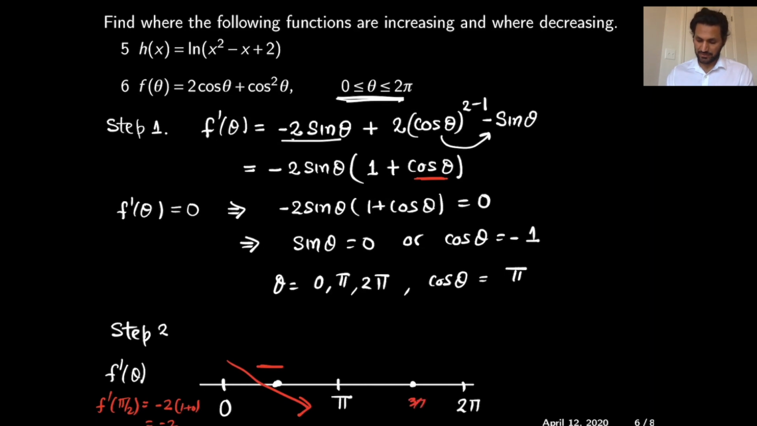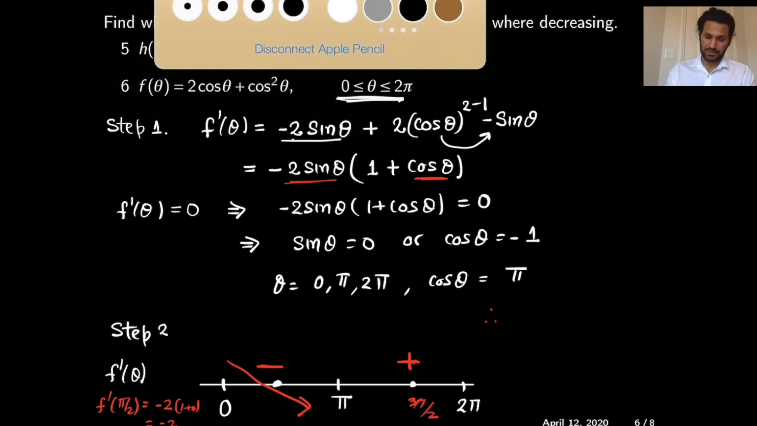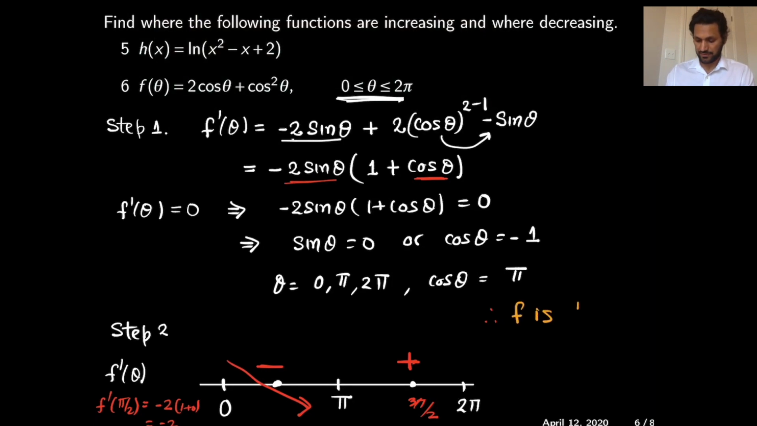If I plug in 3 pi by 2, sine 3 pi by 2 is negative, so this is negative times negative, and cosine theta at 3 pi by 2 is again 0, so that gives me a positive 2, so that is a positive number. Therefore f is increasing on the interval pi to 2 pi, and f is decreasing on the interval 0 to pi.